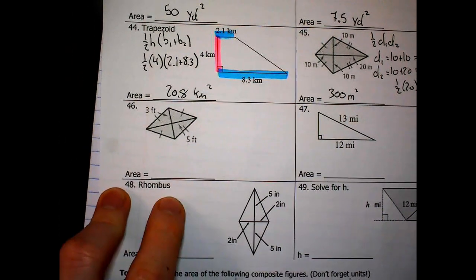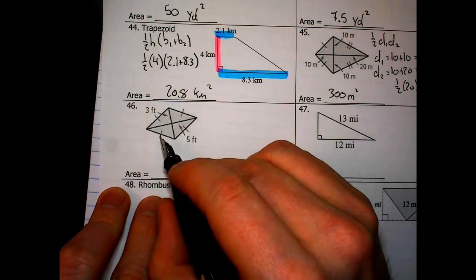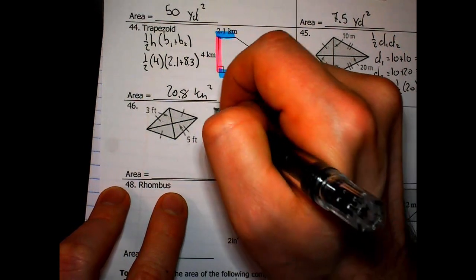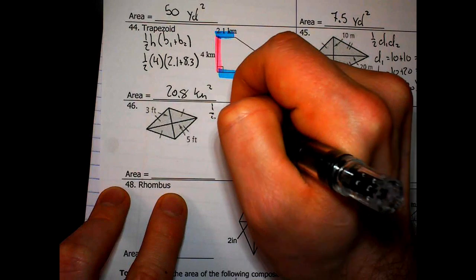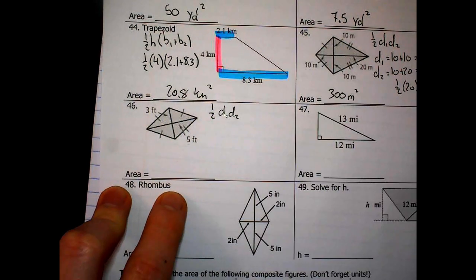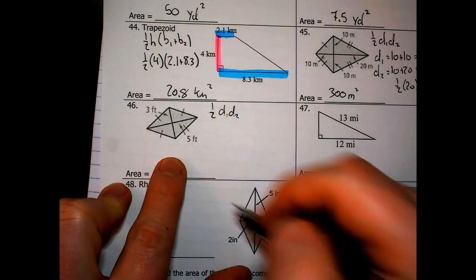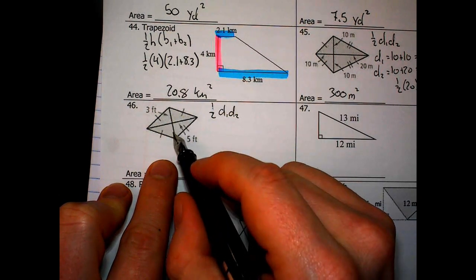For 46, we have a rhombus. We can tell because all 4 sides are congruent, and the formula for a rhombus is the same as it is for a kite, 1/2 d1 d2. Just like the kite in the last example, I'm going to have to figure out how long the diagonals are because I'm only given parts.